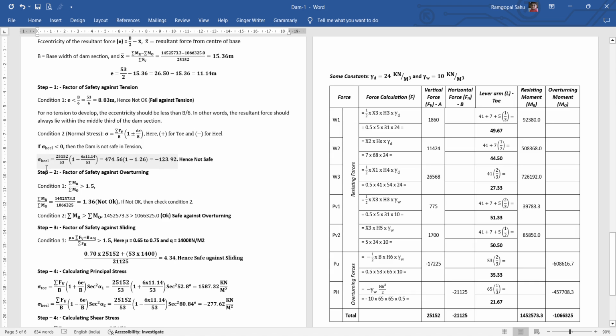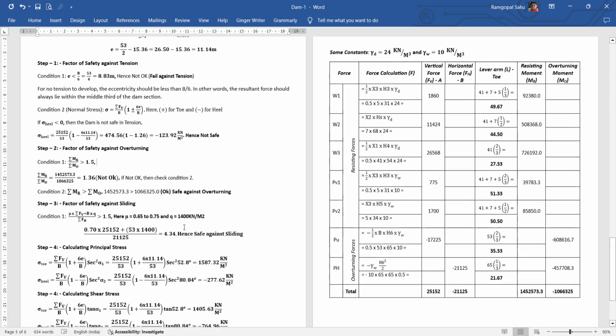So the stress at the heel is nothing but we get around minus 123.92. Unit is Newton or kilonewton per meter square. So here it's negative, meaning less than 0, hence not safe. Our dam section is not safe in tension.